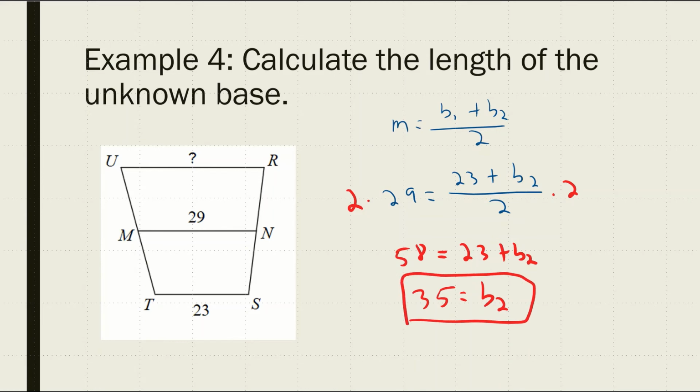A little bit more of a creative way of getting this distance is realizing that 29 is the average of the two bases. So if you go from 23 to 29, you're just adding 6, right? And if you add 29 to 6, you get the answer, which is 35. So that's just another way of getting the answer there.